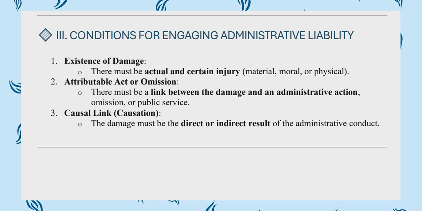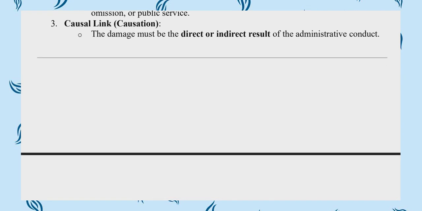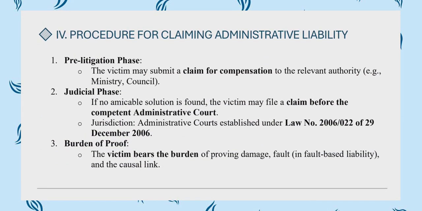You must show that this is actually what caused me to go. This is what caused my house to burn. You must prove that this thing directly or indirectly caused damage to me. You must be able to prove that. Those are the conditions for you to hold the administration liable.